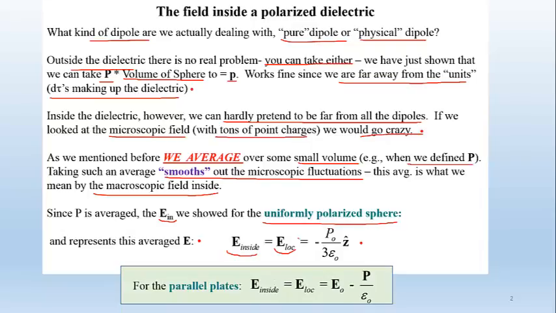For parallel plates, we also looked at the E field inside, and that's equal to E local, which was equal to the applied field, E0, minus the polarization over epsilon naught. So remember, this decreases, so the dielectric acts like a shield.